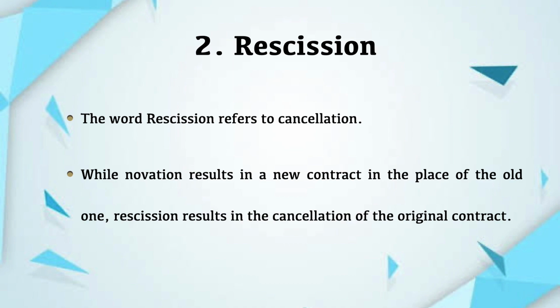You are just cancelling the original contract. That's why the statement says novation will result in a new contract in the place of the old one, but rescission results in the cancellation of the original contract. It simply means cancelling the original contract.